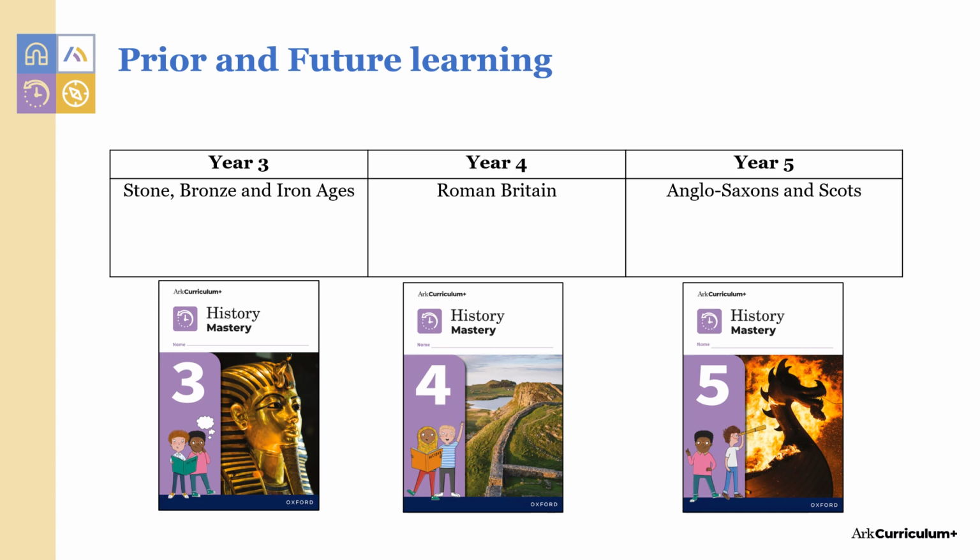Although all units will support pupils with historical understanding, the main unit we've highlighted as supporting this one is the Year 3, Unit 1 Stone, Bronze and Iron Age unit. The main units we have highlighted as using this new learning as a foundation for future learning are the next Year 4 unit, Roman Britain, and the Year 5 unit, Anglo-Saxons and Scots. For more detail on the link between the units and the progression of this knowledge, please refer to the Unit Planning Guide and the History Progression document.